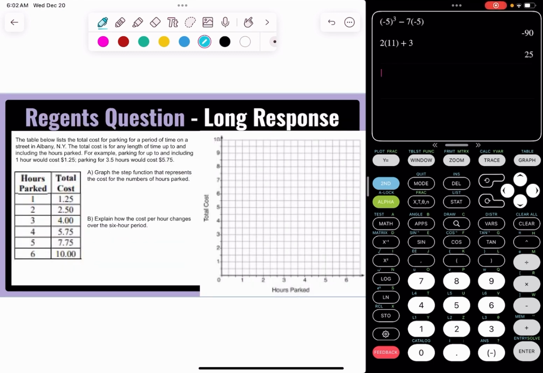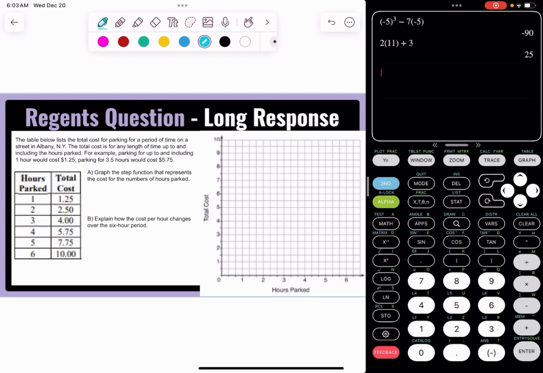Alrighty, let's look at this Regents question, this long response question. It says, the table below lists the total cost for parking for a period of time on a street in Albany, New York. The total cost is for any length of time up to and including the hours parked. For example, parking for up to and including 1 hour would cost $1.25. So even if you're parked for only 40 minutes, that's close to an hour, so you're going to pay $1.25. If you're parking for 3.5 hours, so almost 4 hours, you pay $5.75.